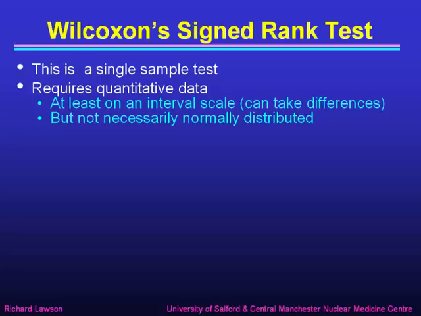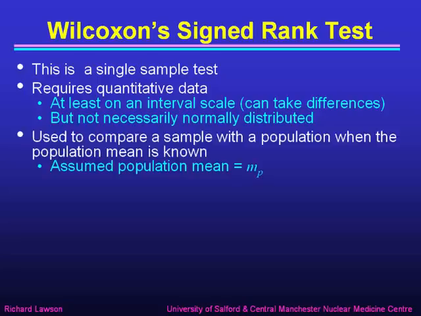We have to have numbers which must at least be on an interval scale, which means we can take differences, because the test requires us to take the difference between two numbers. But we don't require the data to be normally distributed, so we don't have that requirement which would be necessary for a parametric test. This is a non-parametric test. It doesn't care about the shape of the distribution. But the test is used to compare a sample with a population when the population mean is known.